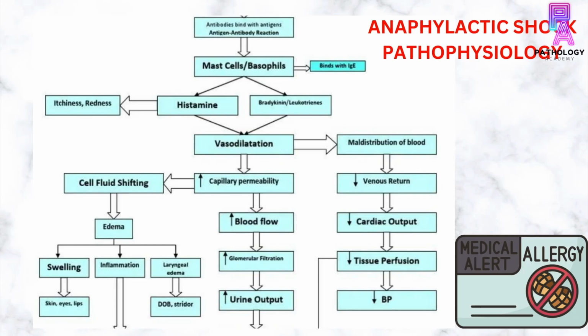Also, the histamine will trigger an itchiness and redness like reaction in the skin. Because of the vasodilatation, there is maldistribution of blood, which causes a decrease in the venous return, decrease in the cardiac output and tissue perfusion, and sudden drop in the blood pressure.